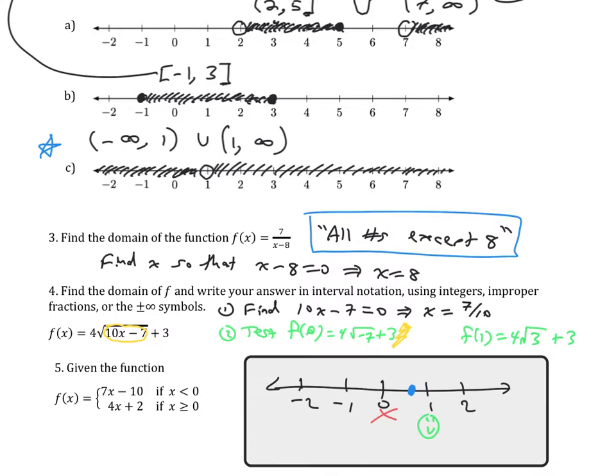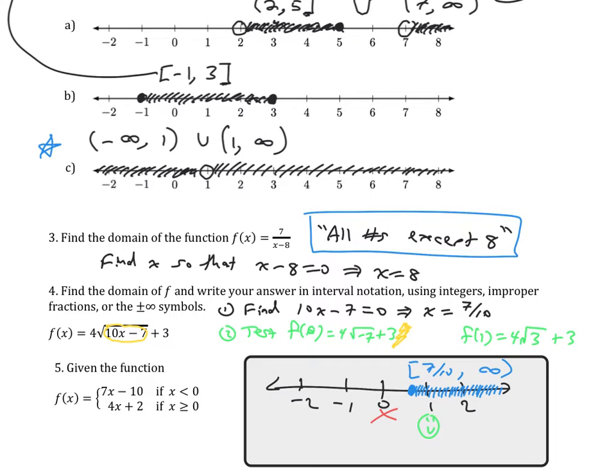So what that means is that my shading should be in this direction. So I'm including the value 7/10, and I'm happy to shade in the right direction. And if I wanted to write that as an interval, I would use a closed bracket, because I have a solid dot there, 7/10, comma, infinity. So that would be the domain using interval notation.